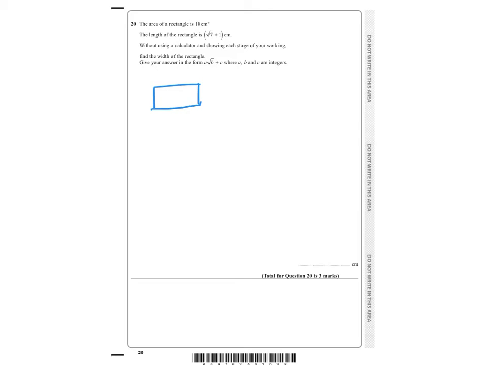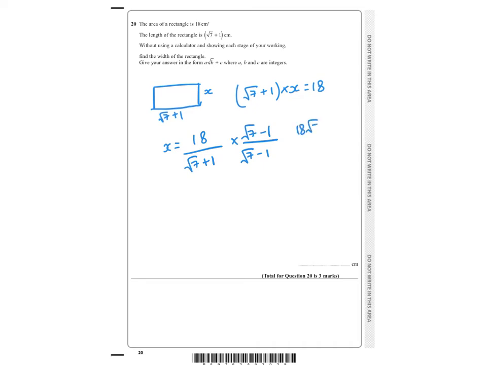If you have this rectangle, you know that the length is √7 plus 1. You don't know what the width is, but you know the area. So √7 plus 1 multiplied by x is going to give you 18. So then your x is going to give you 18 over √7 plus 1. Now, you know we don't like having an irrational number on the denominator, so we're going to multiply by √7 minus 1. So we're going to get 18√7 minus 18 over.